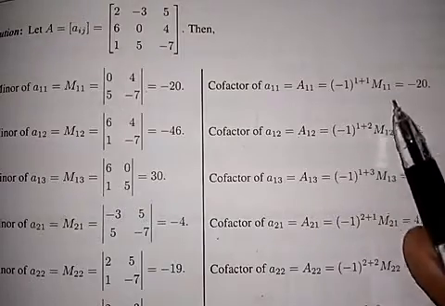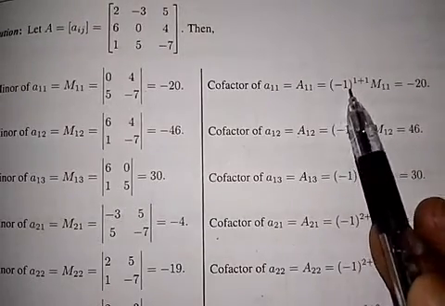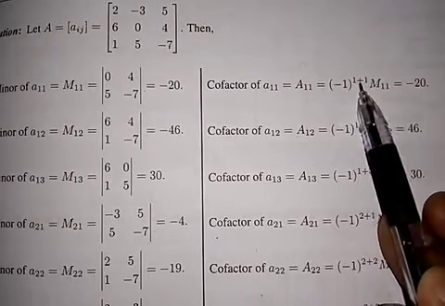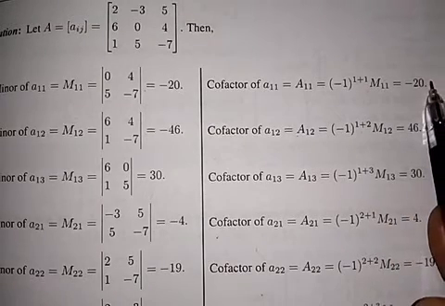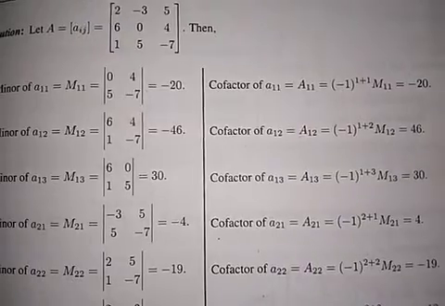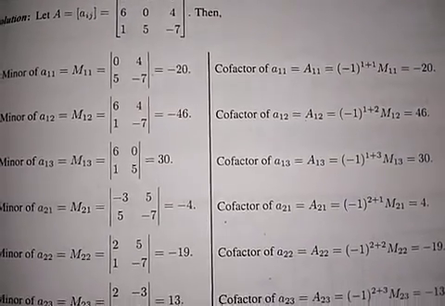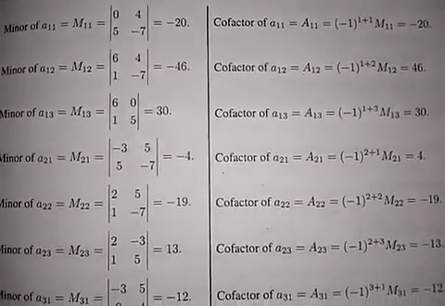To find the cofactor, we multiply by minus 1 power 1 plus 1 multiplied by minor, equal to minus 20. Similarly, we can find all minors and cofactors of a matrix of order 3.